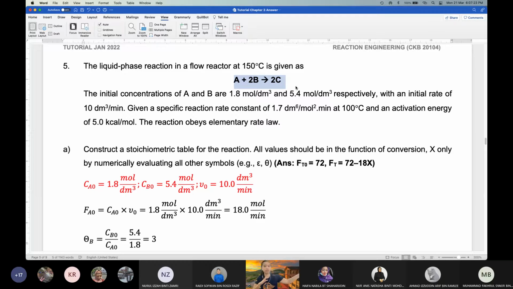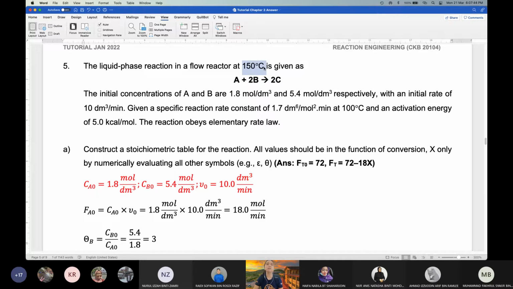Kalau tadi batch reactor, kamu kena cari NA0 dulu. Tak ada NA0, tak boleh buat table. Kalau flow reactor, kalau tak ada FA0, kamu tak boleh buat table. So make sure you know table tu mesti tahu FA0 baru start buat table. Tak diberi, you cannot start. Alright, okay, so done.